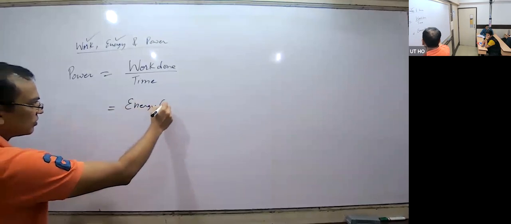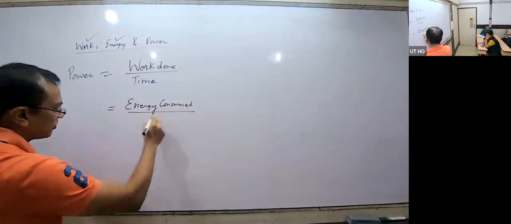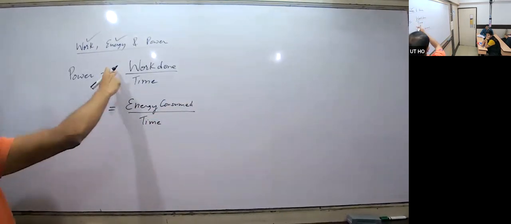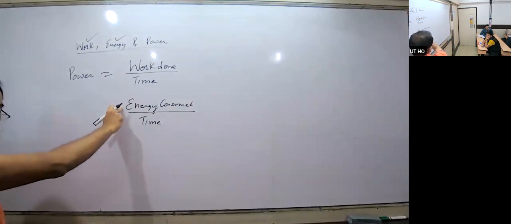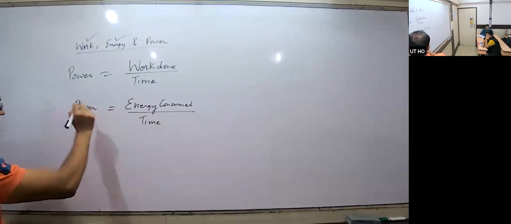Energy consumed per unit time. Because work and energy are the same thing, right? Who does work? Energy. So, work and energy are the same thing. So, power can also be defined like this.